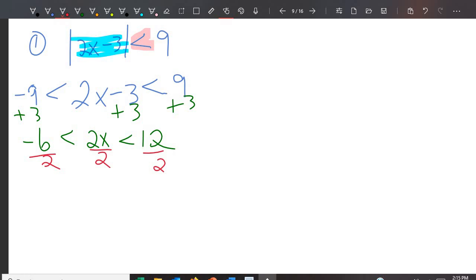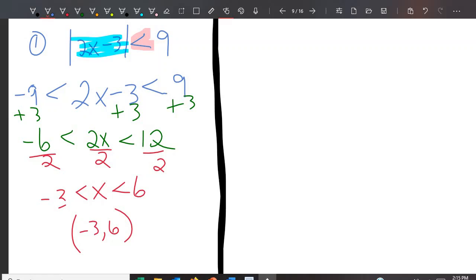Alright, so we're going to end up with negative 3 less than x less than 6. So my interval notation will be negative 3 comma 6, with 2 parentheses.